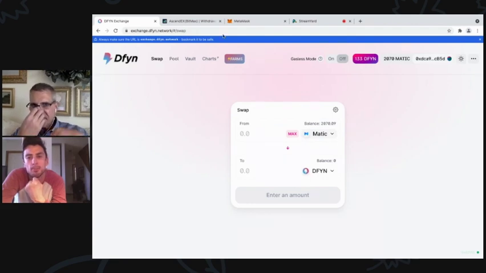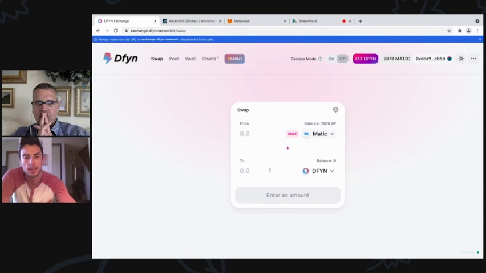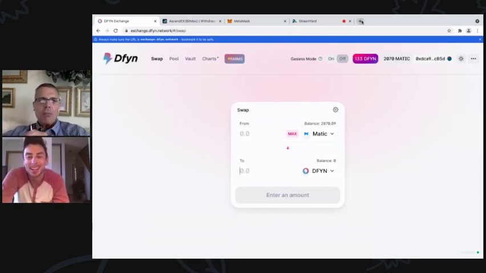I want about, trying to think, let's go with 1,000. I don't even know the price of DFYN right now. I think it's about 350. So 350, and I want about $1,500 worth.